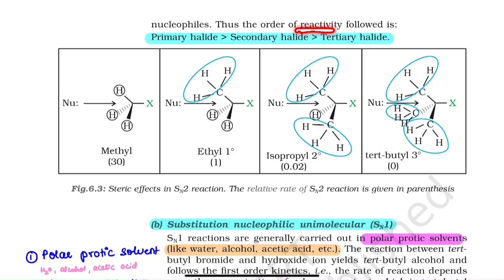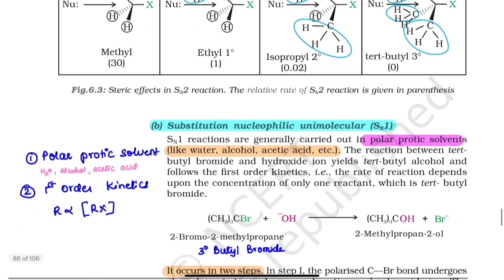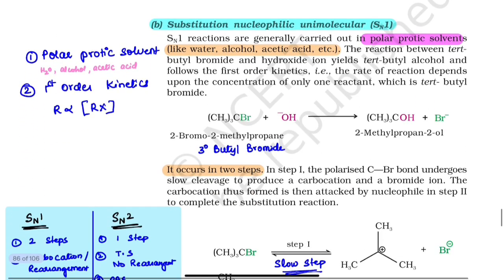the order of reactivity will be: primary halide is greater, then secondary, and then tertiary. And before that there is the methyl group. If it is methyl, the rate of reaction will be fast, then primary, then secondary, and then tertiary. Next we will go for the SN1 reaction, that is substitution nucleophilic unimolecular.